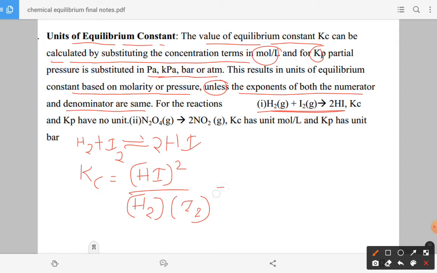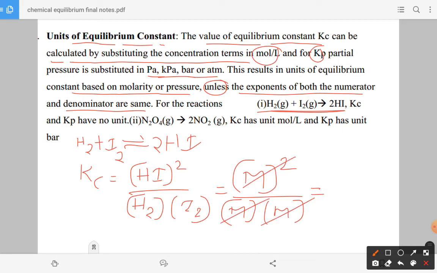Now we are taking the concentration as molarity. Since we have a square, I am writing molarity squared, and here also for H2 and I2 we have molarity each. So we have 2 molarity in the numerator and 2 molarity in the denominator, and the molarity gets cancelled. So here we don't have units for Kc.